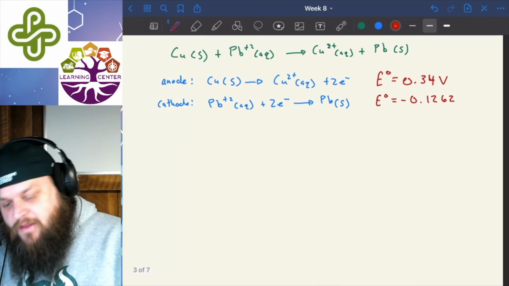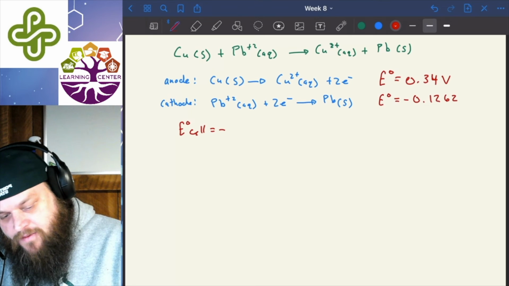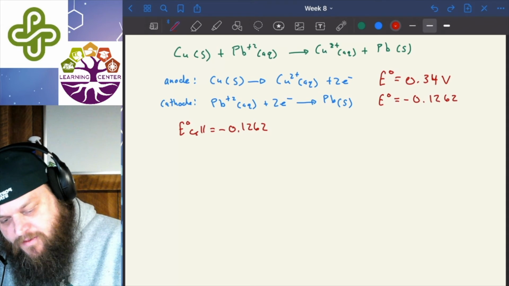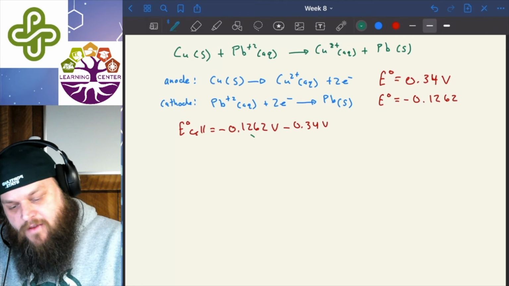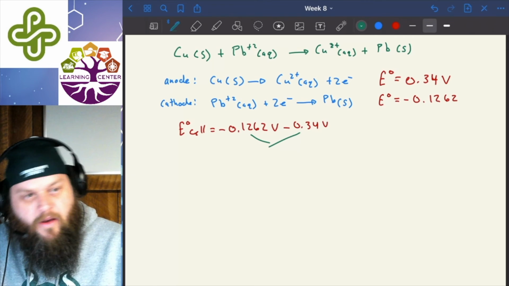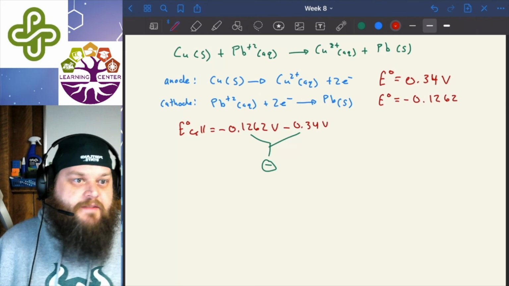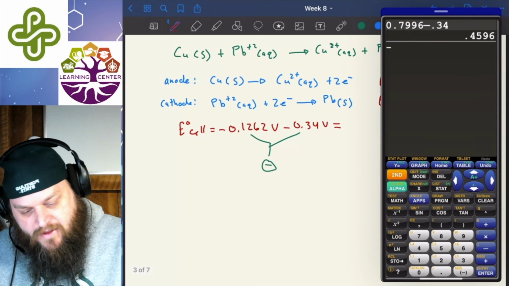Now we can find out the potential of the whole cell simply by taking that negative value, negative 0.1262 volts, and subtracting from that the anode, minus 0.34 volts. We could already see, just looking at these values, a negative minus a positive is going to give us a negative value, which means it's not going to be a spontaneous reaction. We can do the math on that to tell us basically how non-spontaneous it's going to be.